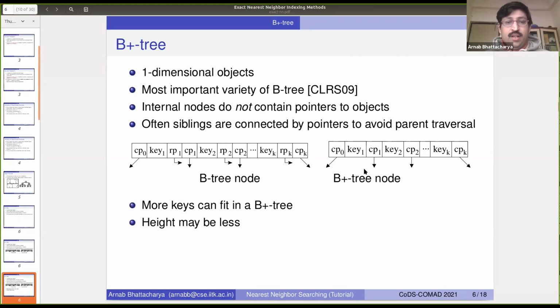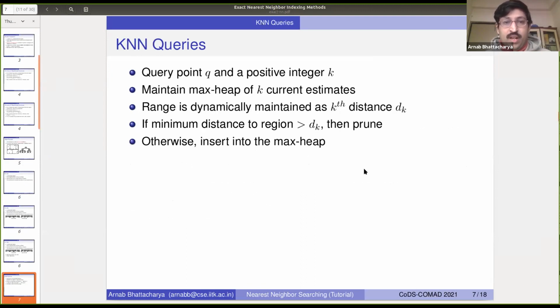Fair enough. So how is this number k determined? As I said, it is the largest k that can fit into one disk page. Okay, fine, fair enough.